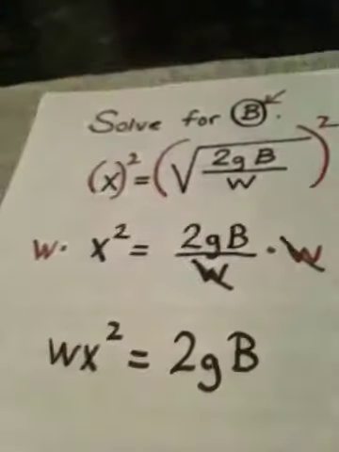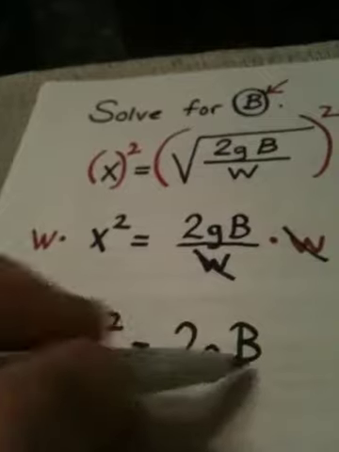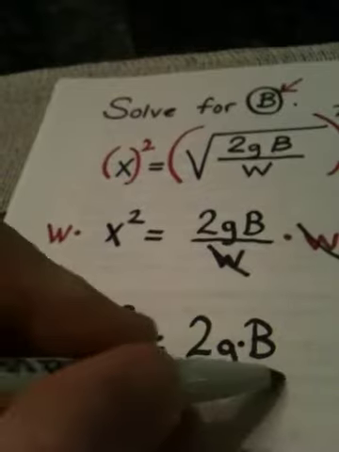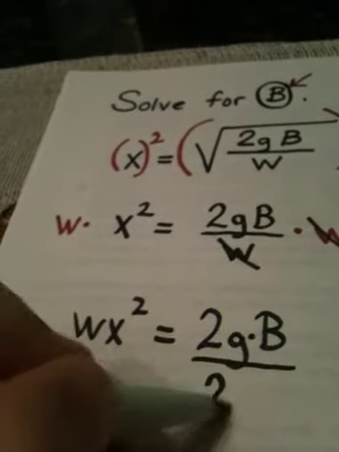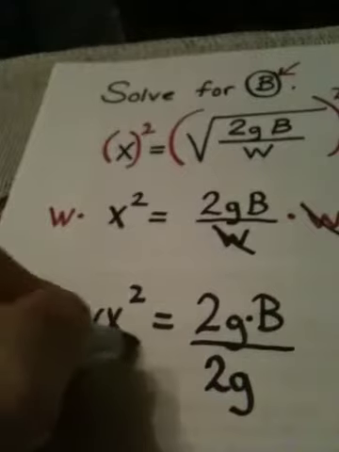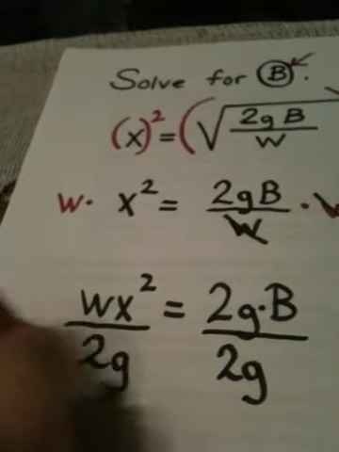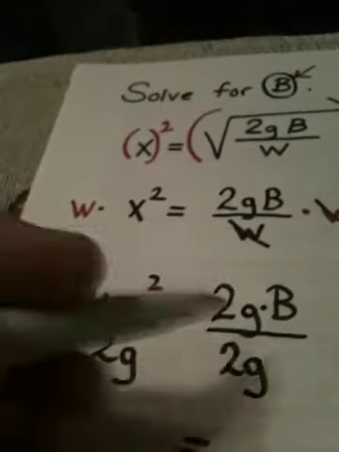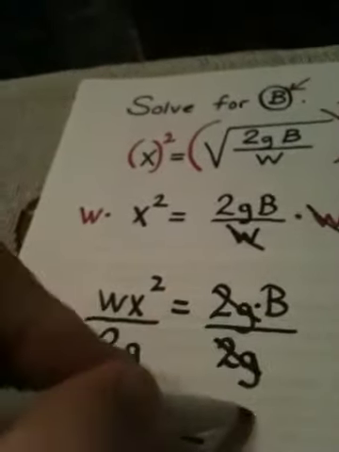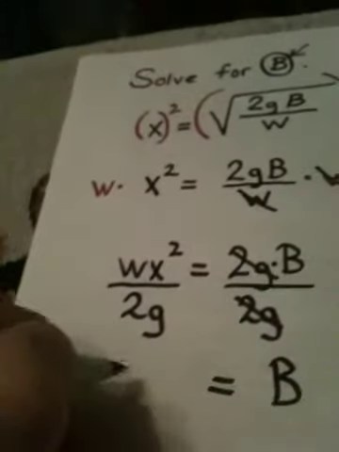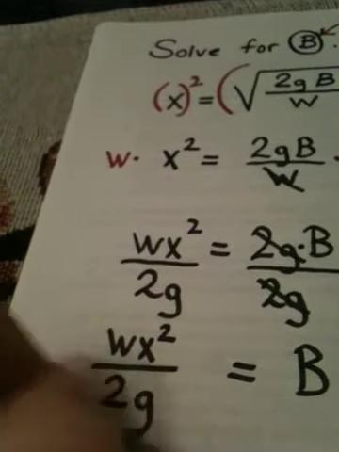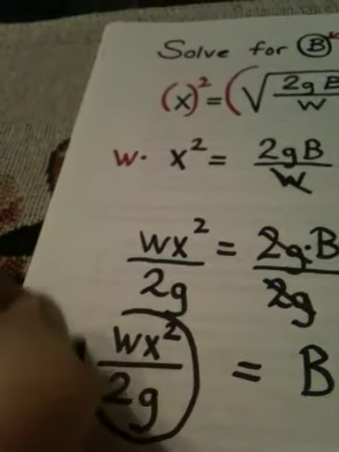And my final step here, since I'm trying to solve for the letter capital B, my final step to get b alone, notice that it's being multiplied by both the 2 and the g. To undo multiplication, we're going to use division. And what I do to one side, I do to the other side. So I divide through by 2g. On the right-hand side, the 2g's cancel, leaving me with b. And on the left-hand side, I have wx squared all over 2g. And that is my answer.